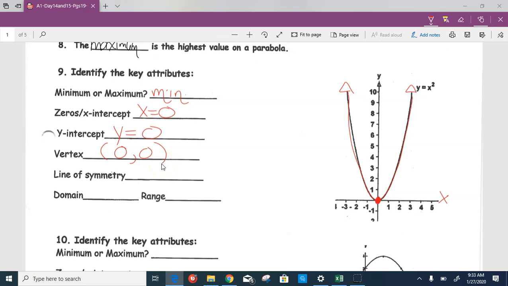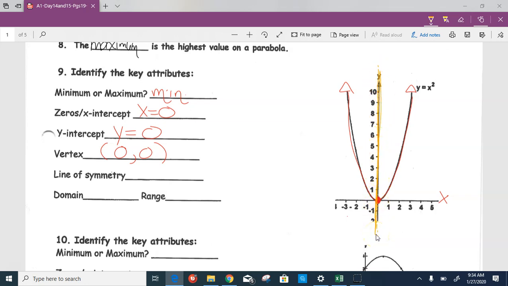Our line of symmetry. A line of symmetry is an invisible line that goes through the middle of your parabola, your U-shaped graph, goes through the vertex, and cuts your graph in 2 perfect pieces. In this case, the line is the y-axis. So we have to give this line an equation.